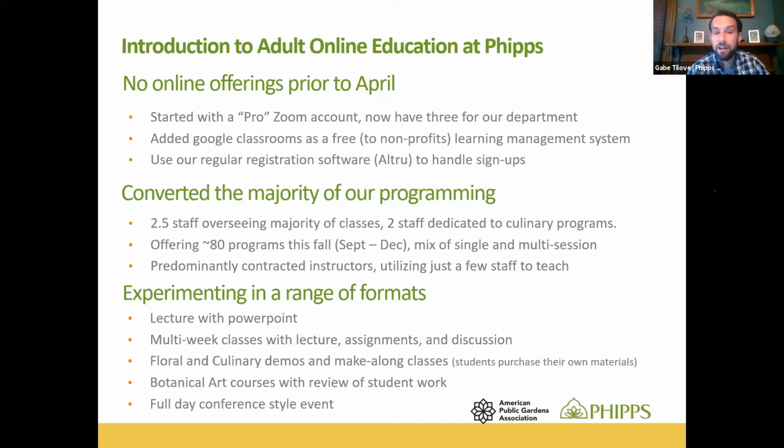About a month and a half ago, we added Google Classrooms as a free to nonprofits learning management system. And then we use our regular registration software, which happens to be AllTrue, although there's nothing special about AllTrue, to handle our signup. So there was no change there. So that's what we did to get started. We have converted a majority of our programming from in-person to online. We are online through the end of the year and will probably be online exclusively through March, and then beyond that, we'll see. Right now, we have about 2.5 staff overseeing the majority of our classes.